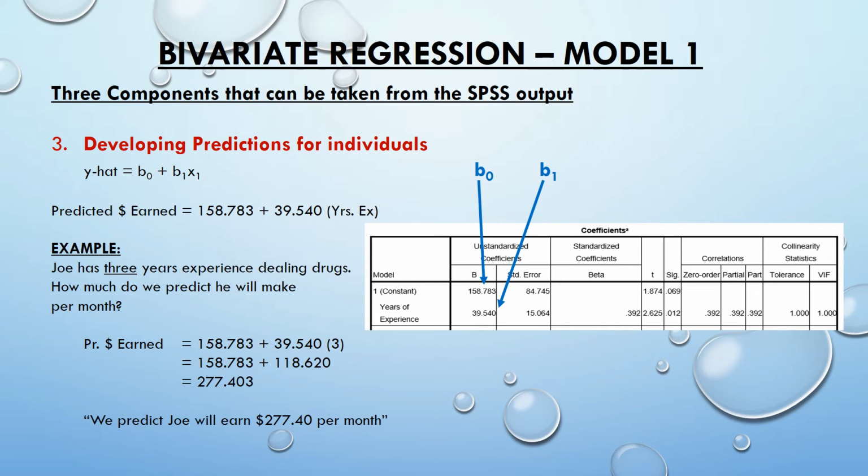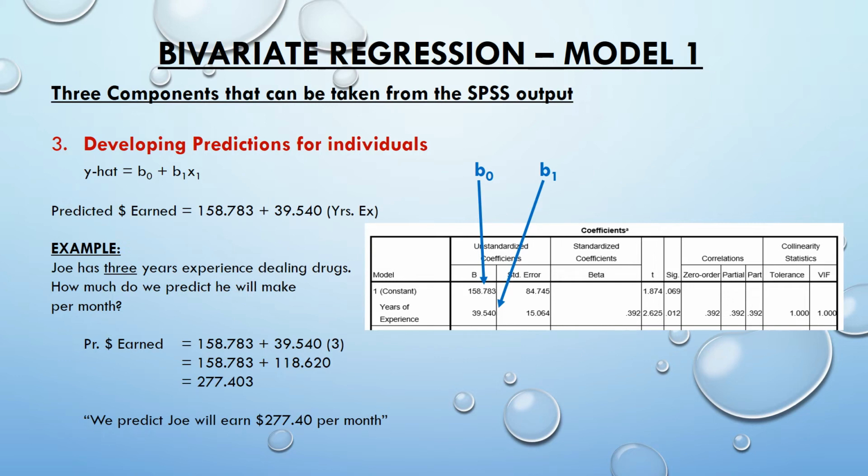Well, what we need to go back to is our basic linear regression model, or our linear regression equation, which with a bivariate regression is that simple. It is the equation for a straight line, right? So it's y hat equals b sub 0 plus b1 times x1. And let's remember what each one of those things mean. Y hat is the predicted value of money earned. It's the predicted value of our dependent variable.